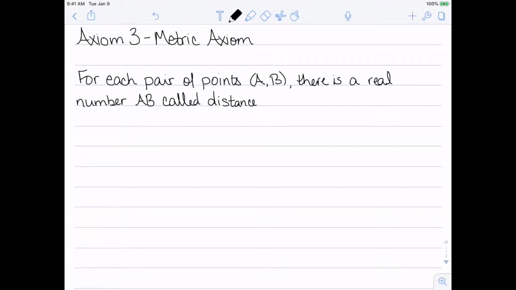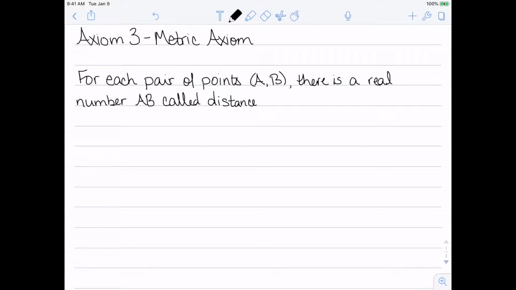Axiom 2, there exist 2 points, and each 2 points belong to some line. So that one says that for every 2 points, I should be able to draw a line between them. And these are the axioms of alignment. So now I'm going to look at adding the next axiom, axiom 3, which is the metric axiom. The metric axiom is going to introduce the idea of distance.